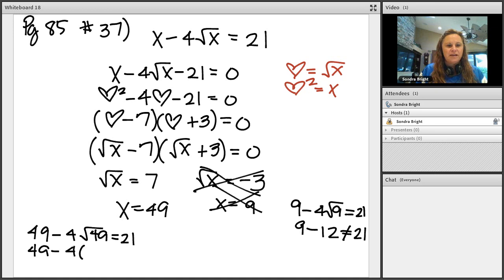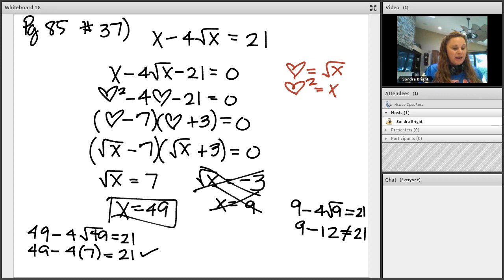This is 4 times 7, and that's 28, and so 49 minus 28 is 21. So you've got one answer only, and that is 49, which totally matches up with the fundamental theorem of algebra, which says I've got an x here to the power of 1. That is the highest exponent. This is degree 1, and so you should just have one answer, and that's all I've got.